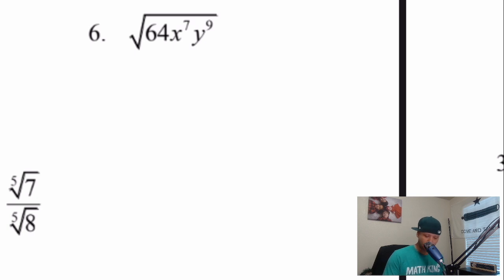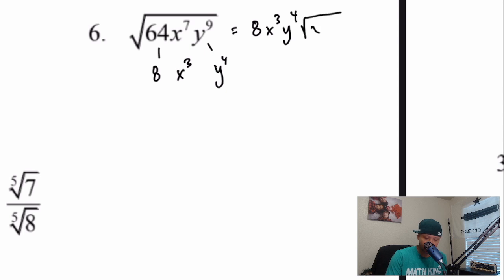All right, number 6. 64. Square root of 64 is 8. That's nice. And then how many 2's can we pull out? How many pairs can we pull out of 7? There's going to be 3 with 1 left over. And then y to the 9th will be 4 with 1 left over. So this is going to be 8 x cubed y to the 4th with an x and a y left behind. All right, 8.